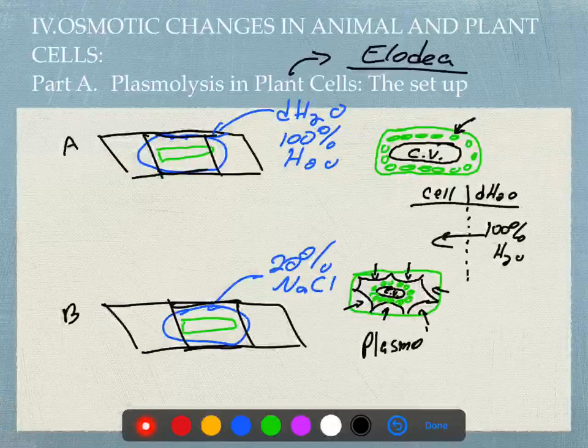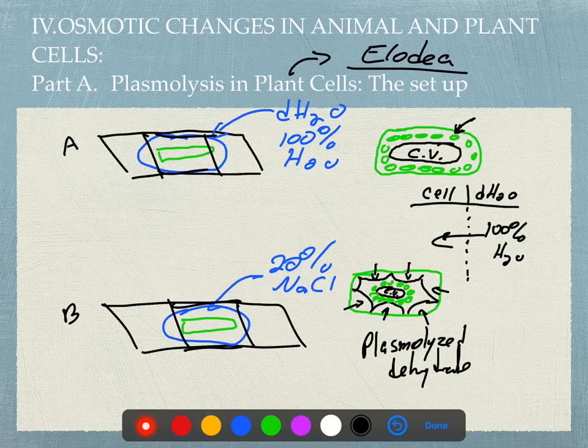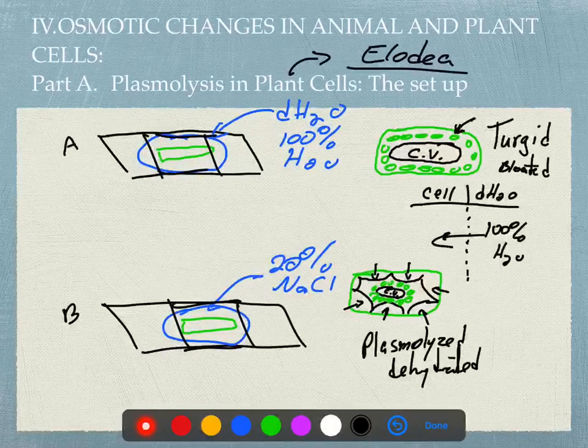Okay, so this plant cell is being plasmolyzed, which means it's being dehydrated. This is going to be a wilted plant. On the other hand, the cell up at the top with deionized water, this one's bloated. And we describe bloated plant cells as being turgid. Turgid means bloated.